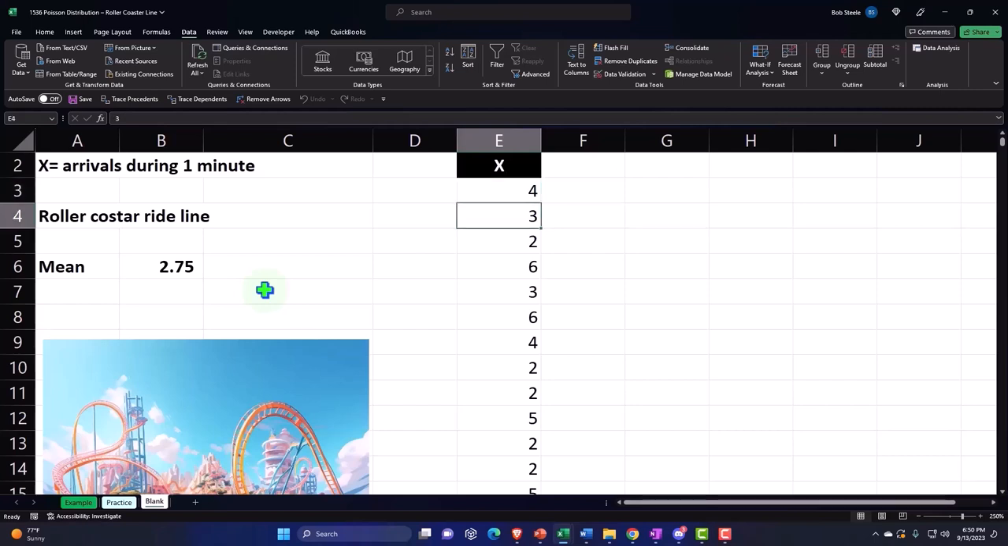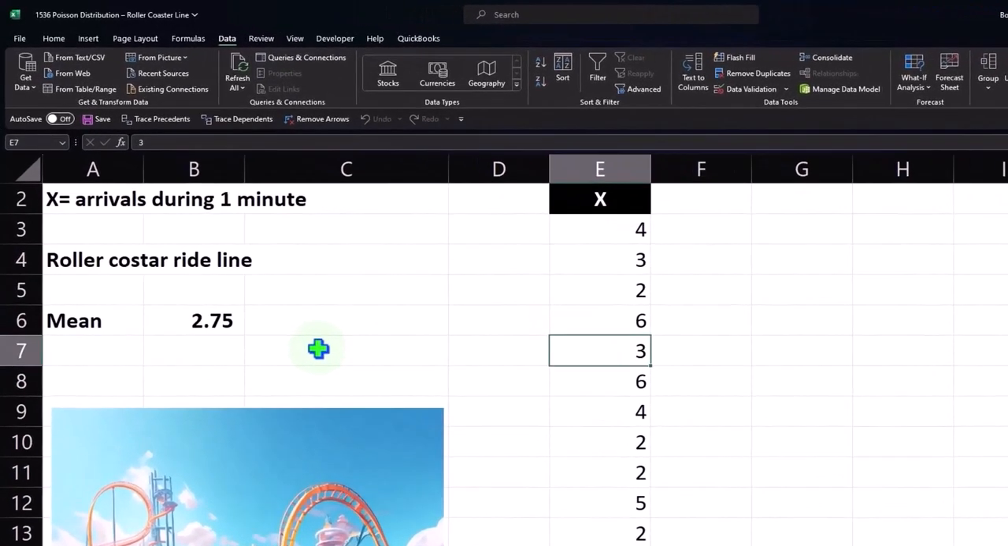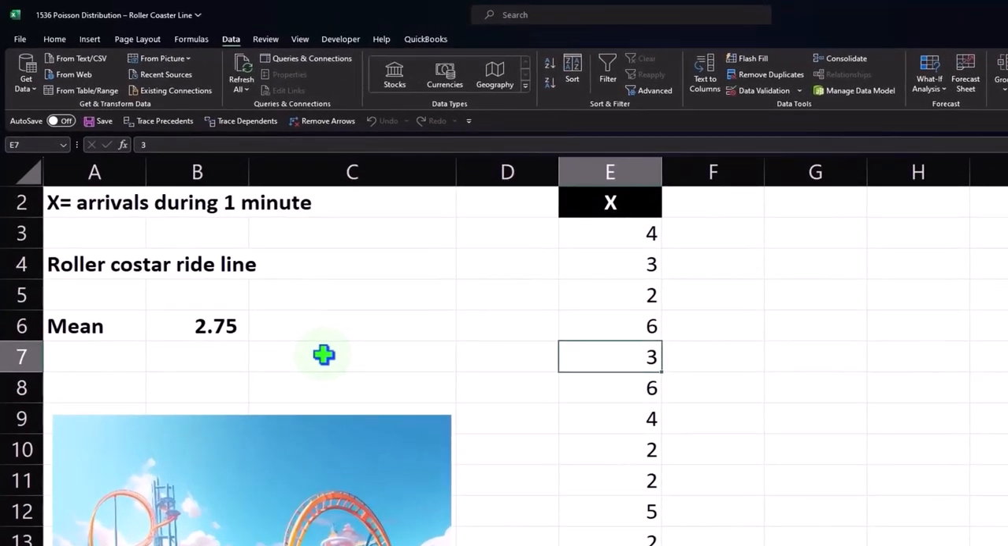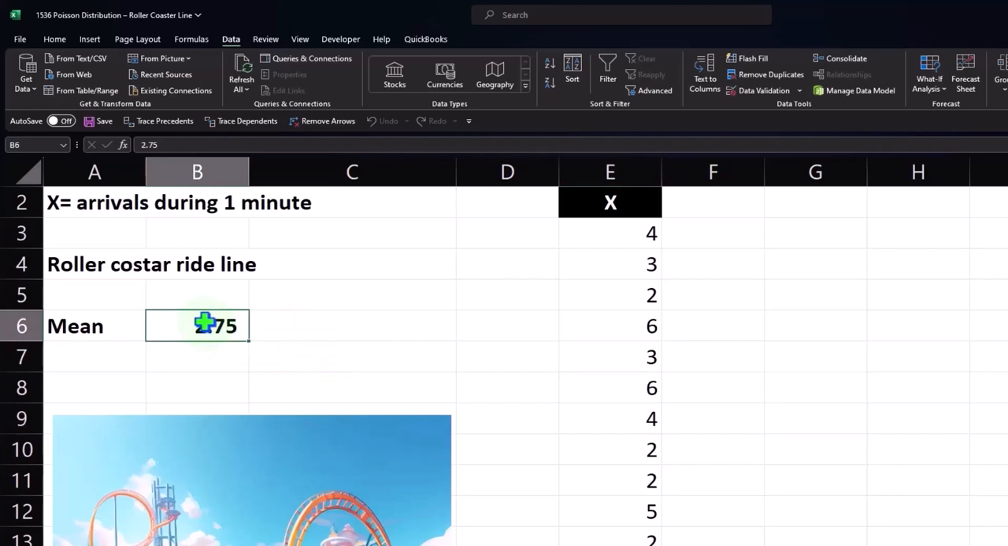So every 1 minute, so in this 1 minute period, six people arrived, in this 1 minute, three people arrived, and so on and so forth. So this was in accordance with a Poisson distribution of a mean of 2.75, but there's still that element of randomness to these generated numbers.